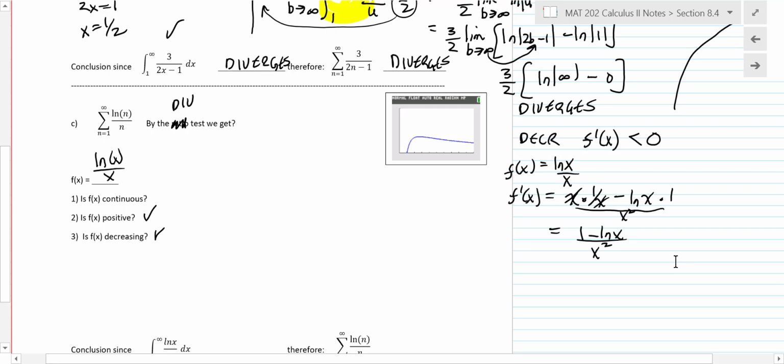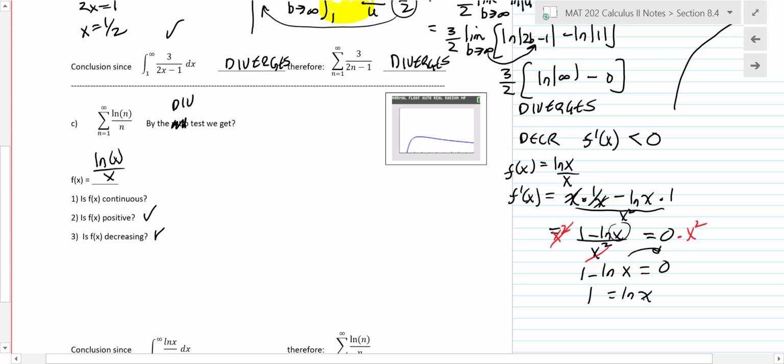Okay. Now what I'm going to do on this is set this equal to 0. x has to be a positive number. You can only take a logarithm of a positive number. So I'm going to set that equal to 0 to get a critical point. If I multiply both sides by x squared, I get 1 minus ln x is equal to 0. I can move the logarithm to the other side, and what I would get is 1 is equal to ln of x.